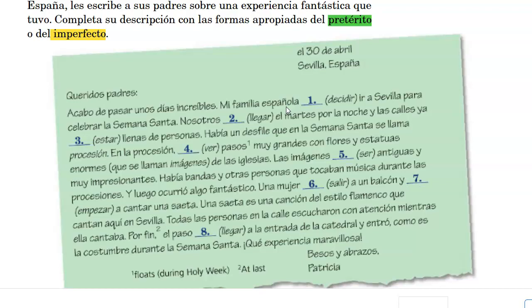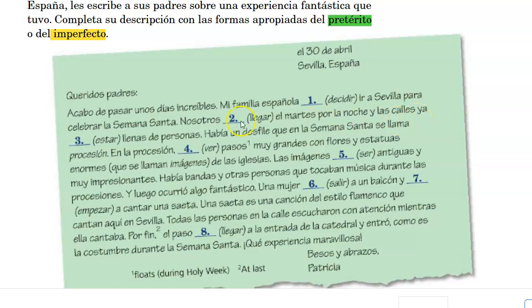Let's take 2 and 3 separate. So number 2, llegar, the verb to arrive, is similar to decidir in that it's a completed action. Moreover, we have a specific reference to time, Tuesday night. So this is going to be in the preterite, in the nosotros form. Nosotros llegamos el martes por la noche.